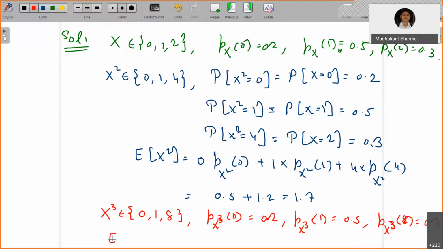So the expectation of x cube, I'm just finding out, is 0 into 0.2, plus 1 into 0.5, plus 8 into 0.3, which is equal to 0.5 plus 2.4. So that's going to be 2.9.